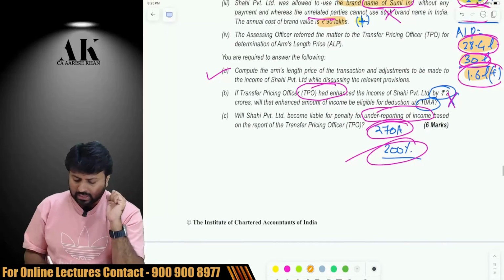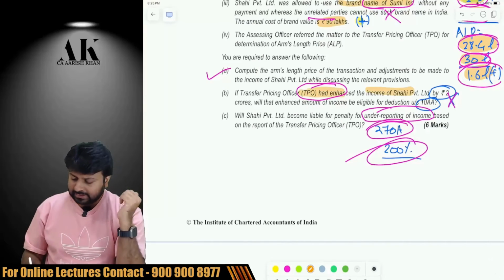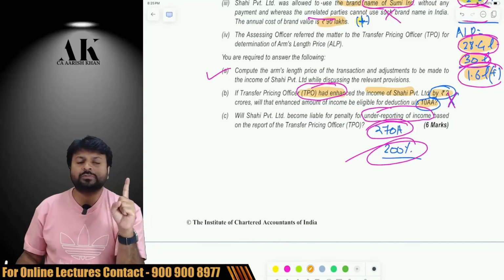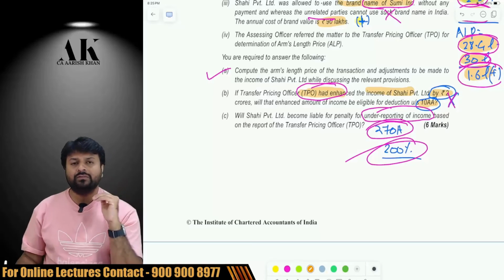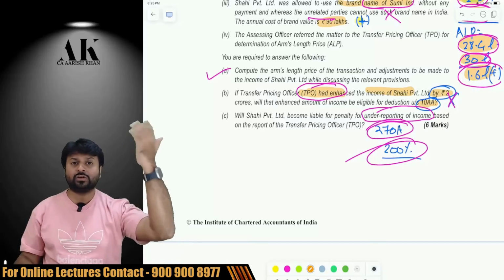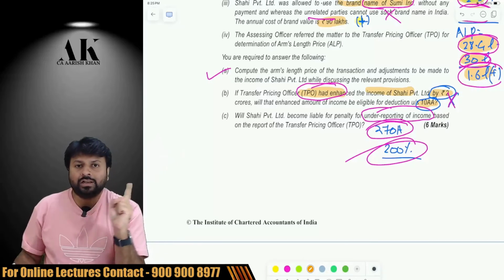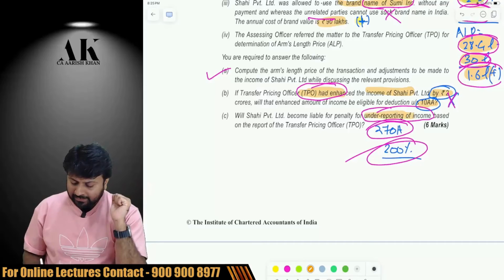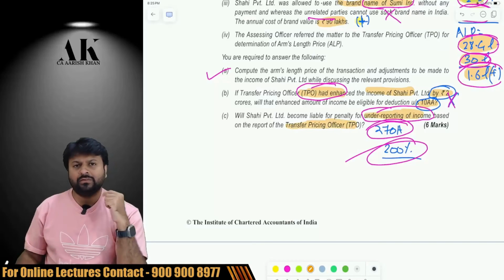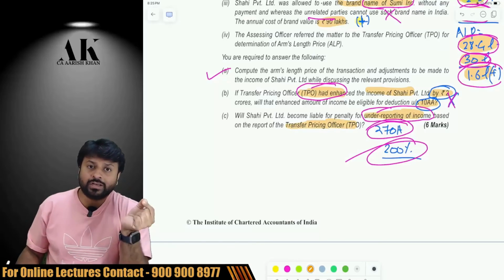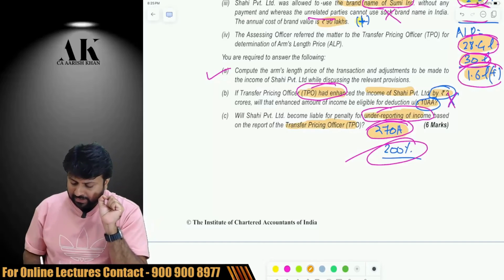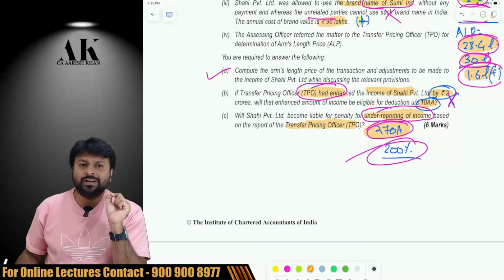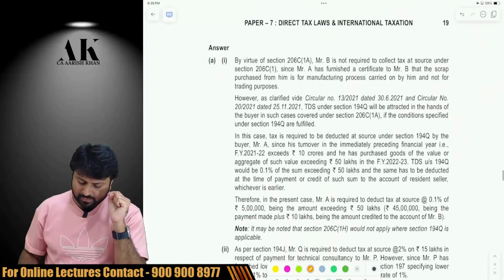Okay. Now the second question, if the TPO enhanced the income by 2 crore rupees, can I claim deduction of 10 AA on that 2 crore rupees? No, not allowed. As per first proviso to section 92C subsection 4, if the assessing officer or the TPO increases your income, then on that increased income, you are not eligible to claim 10 AA or chapter 6 deduction. You are not allowed to do that. Okay. Next, if there is an underreporting of income because of the transfer pricing officer, will I be liable for penalty? Yes. If you do not report your income properly in the income statement, then the TPO will impose 270A penalty, that is misreporting. 200% penalty will be imposed on the assessee. Okay. So this is what this question is all about.